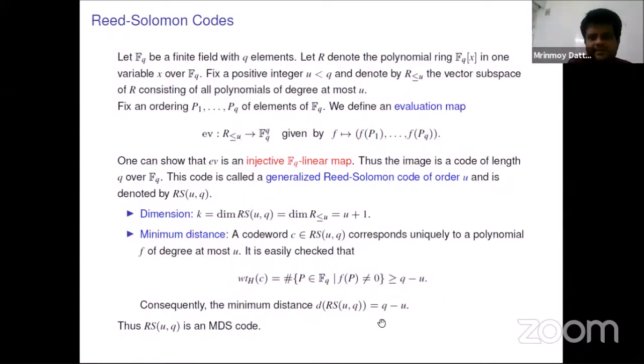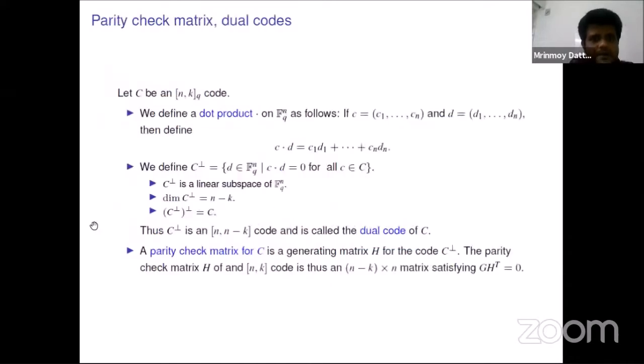So you could now easily check that k plus d is what? k plus d is u plus 1 plus q minus u. So q plus 1, which is the length of the code plus 1. So this is an MDS code. So there are examples of other MDS codes, which are also called extensions of the Reed-Solomon codes, but let us not go into that because I have to introduce the notion of projective space if I want to do that.